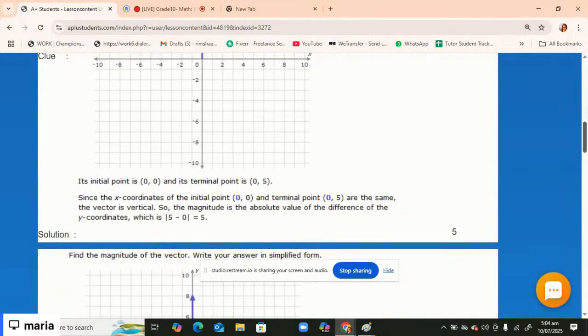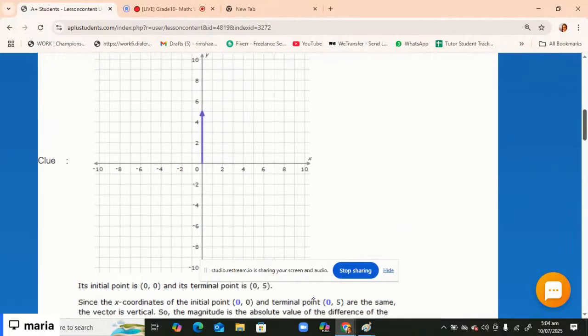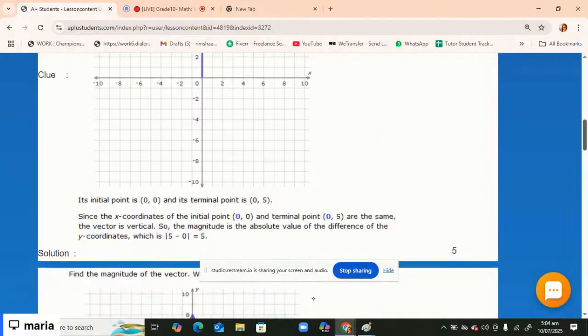Now since the x coordinate of the initial point 0, 0 and the terminal point 0, 5 are the same, the vector is vertical. Look here. What is the representation of the vector? It moves upward, so that is vertical. If it lies along the x-axis, then it is called horizontal.